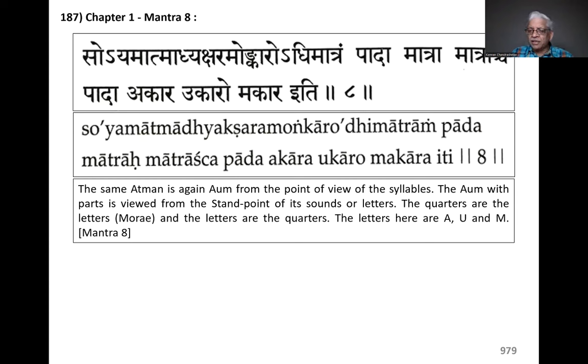Now, the 4 letters of Om are described as the 4 quarters, 4 padas. Now, what are the letters in Om? A, U, Ma. So when you chant Om, it is a combination of these three letters. That is what Shankaracharya describes. That is what the Upanishad describes in this eighth mantra.